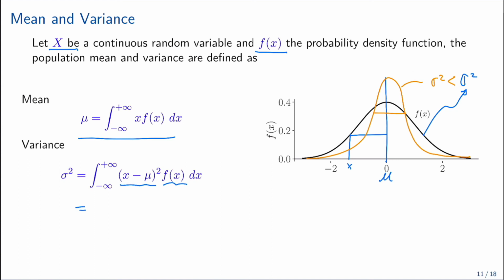Additionally, the variance can be computed as the integral from minus infinity to infinity of x squared multiplied by f(x) dx, minus mu squared.